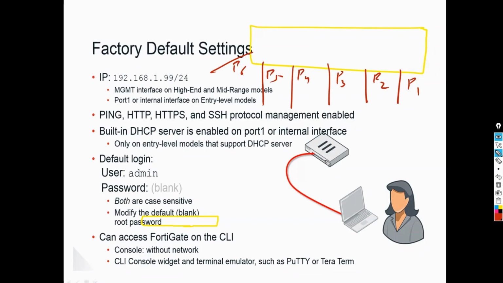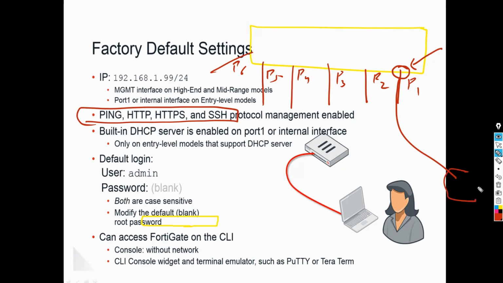So on an entry-level firewall box, we can use port number 1 as a management port. Why? You can use any port as a management port, no problem. But port number 1 you can use as a management port because by default, on this interface, these services are enabled only on port number 1.